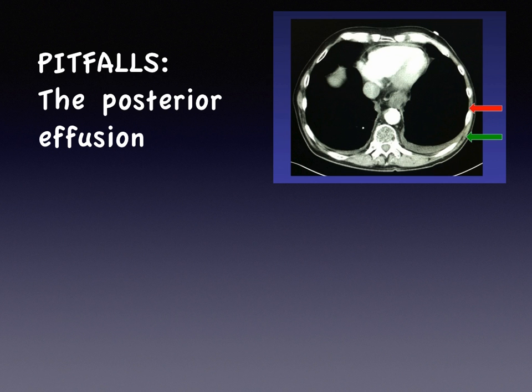Well, what are the limitations of finding this small effusion? Well, one is you have to get your fingertips or knuckles very posteriorly to the bed in order to catch that posterior effusion. For instance, in the red arrow above, one would miss that small effusion, whereas with the green arrow, one would detect it.